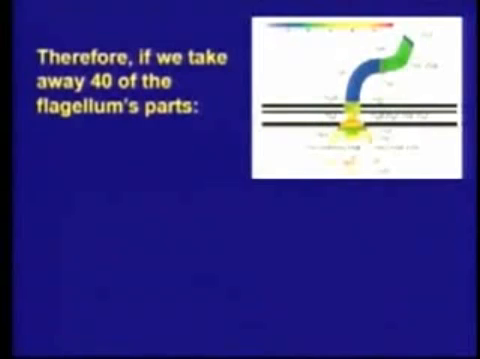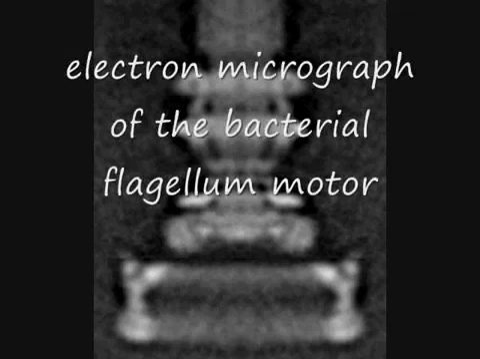And we say, let's take away a whole bunch of the parts. How many? Not 1, not 5, not 10. Let's take 40 of its 50 parts away. Now watch very carefully, because I'm going to do that experiment right there. There it goes. Again, Miller is working backwards, and he knows it.